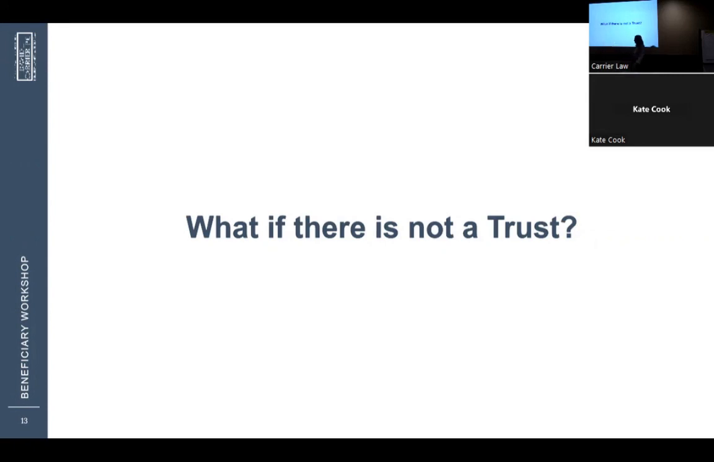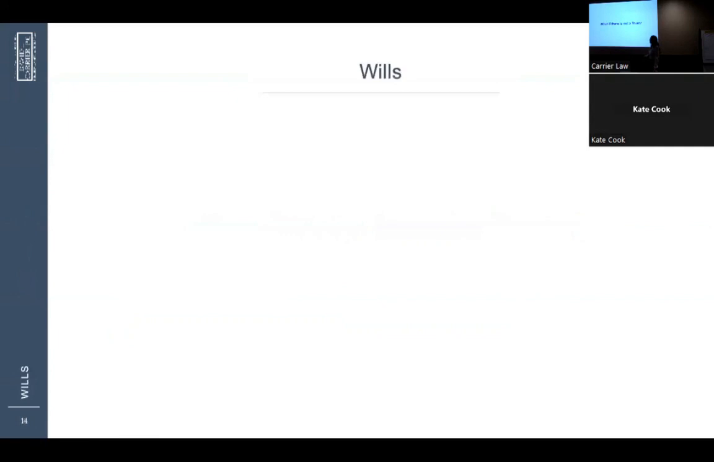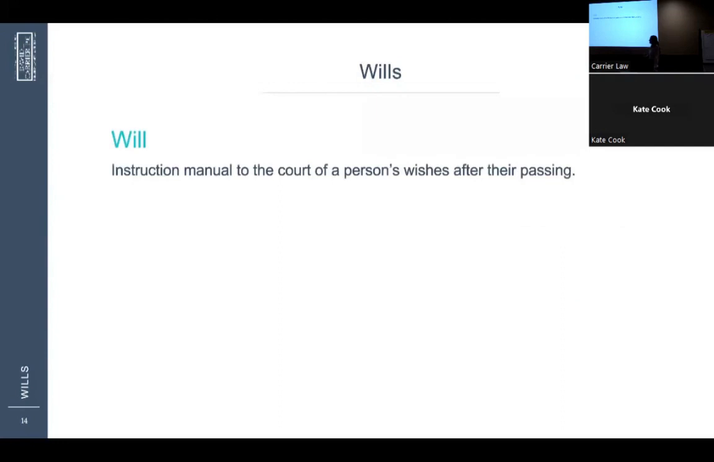All right, so those are our only questions for now on the trust administration side of things. So what if there is not a trust? If there is not a trust, the first thing we want to take a look at is whether or not the person who has passed away had any sort of will in place.